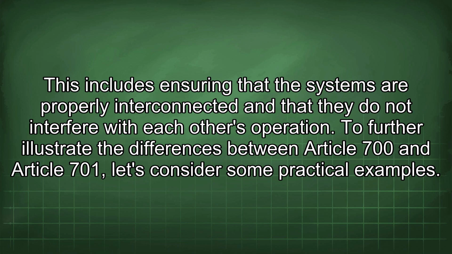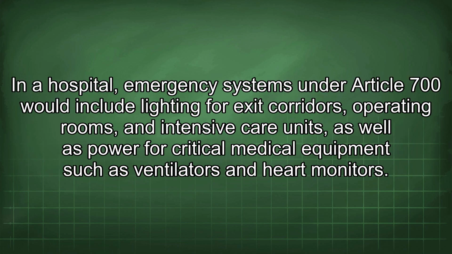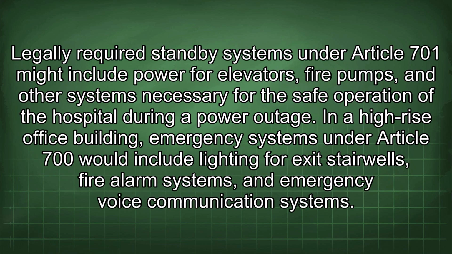To further illustrate the differences between Article 700 and Article 701, let's consider some practical examples. In a hospital, emergency systems under Article 700 would include lighting for exit corridors, operating rooms, and intensive care units, as well as power for critical medical equipment such as ventilators and heart monitors. Legally required standby systems under Article 701 might include power for elevators, fire pumps, and other systems necessary for the safe operation of the hospital during a power outage.